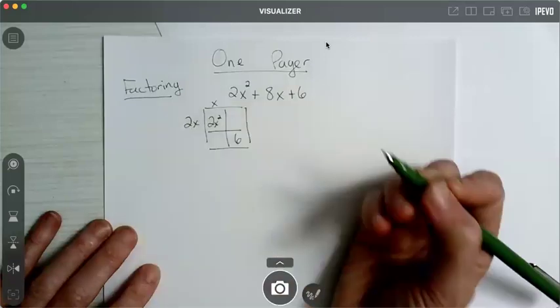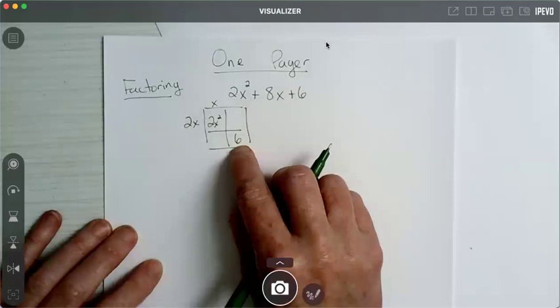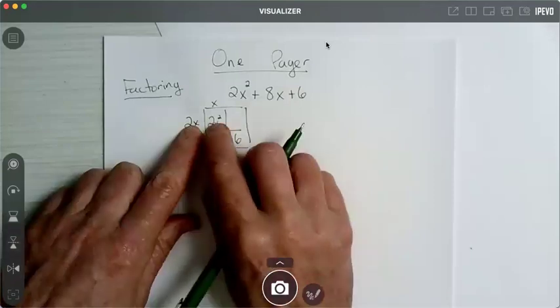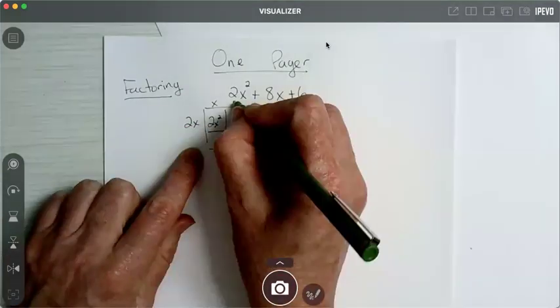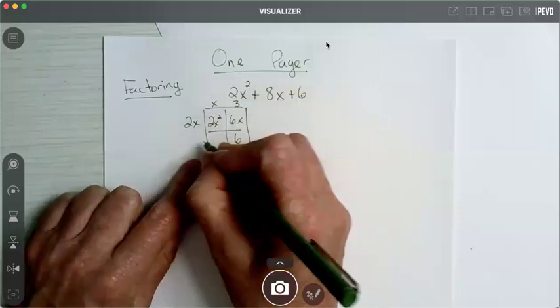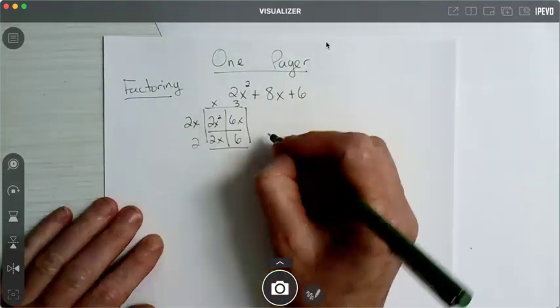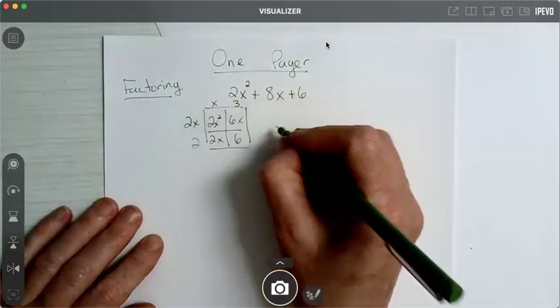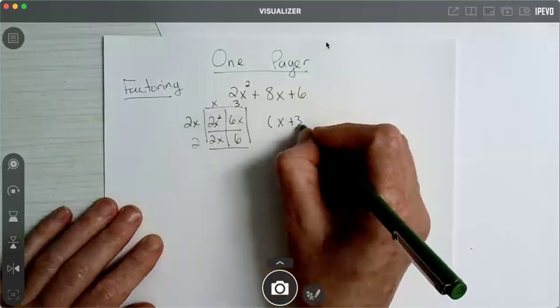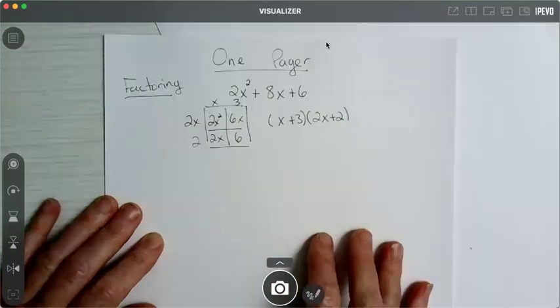2x times x, and I'm going to break this into a 2 and a 3, and I have to decide if I want the 2 to multiply the 3 or the 2. And I think if I do 2x times 3, I'll get 6x. And then x times 2, I'll get 2x. And then I think that makes 8x, like I'm looking for in the middle. And so my factored form is x plus 3 times 2x plus 2. And that's just a simple example for factoring.